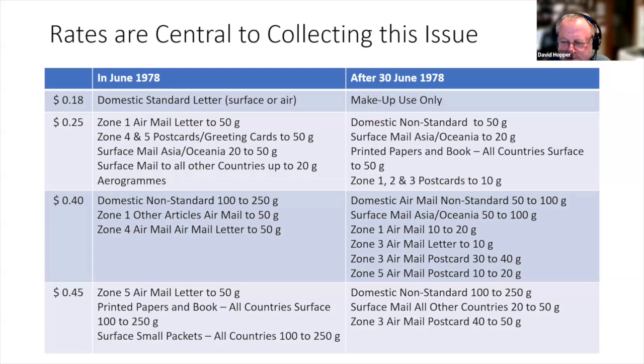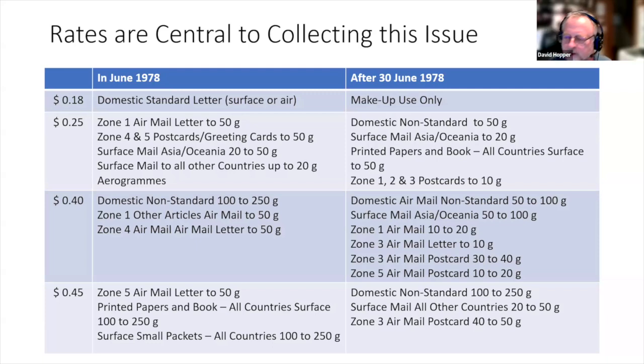June 78, that's what they were issued to do. So domestic standard letter was 18 cents, 25 cents for Zone 1 airmail, Zone 1 being New Zealand and Papua New Guinea. 4 and 5 are Europe and North America, and some surface mail stuff. 40 cent, the big use, is the Zone 4 airmail rate. Zone 4 is North America, so it's airmail to Canada, North America. And then 45 cent is Zone 5 airmail, so that's Europe, and a bunch of other odd places get lumped into Europe. I think Kuwait's considered Europe. Kuwait can, Australia Post sources.